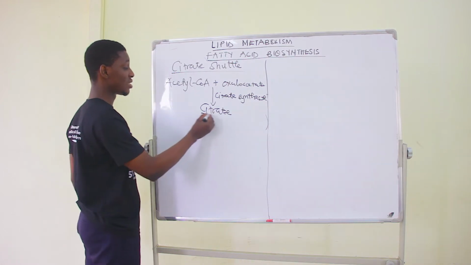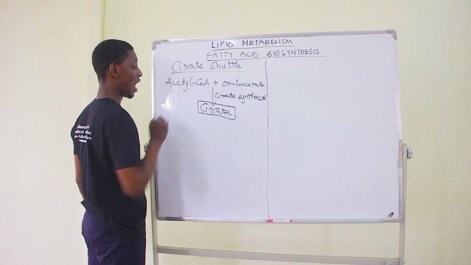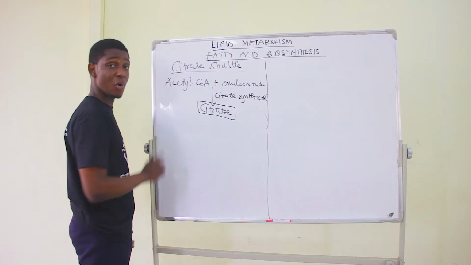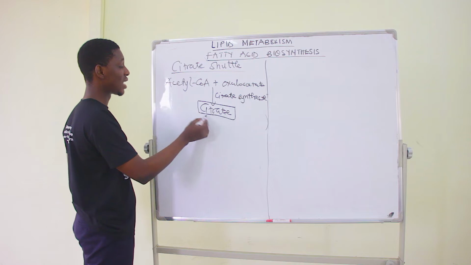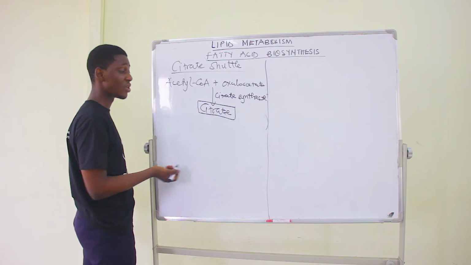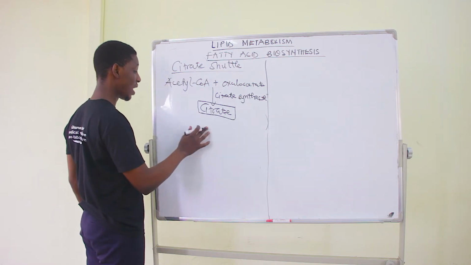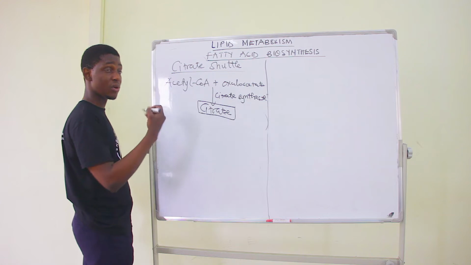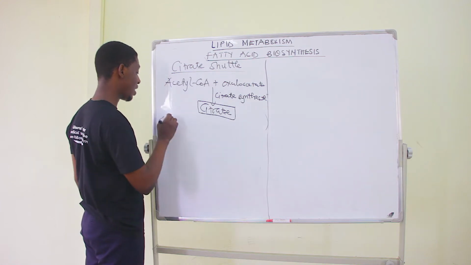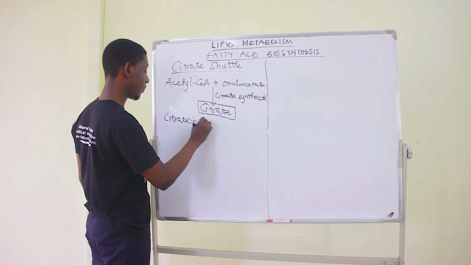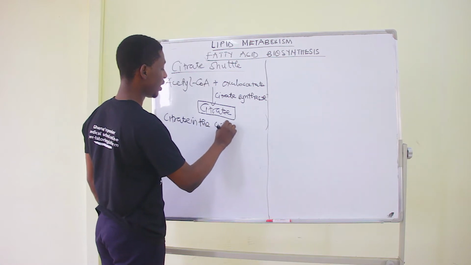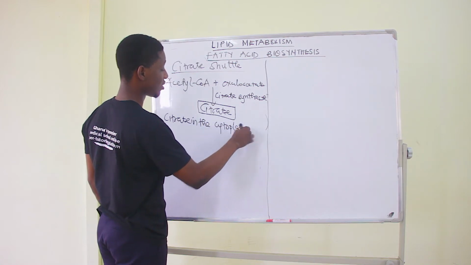So citrate itself has a transporter in the inner membrane of the mitochondrion. So it can be taken from the mitochondrion and brought into the cytoplasm. So this citrate can be brought into the cytoplasm. So right now you have citrates in the cytoplasm.